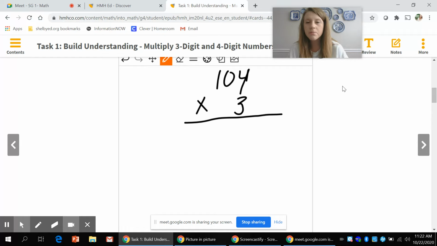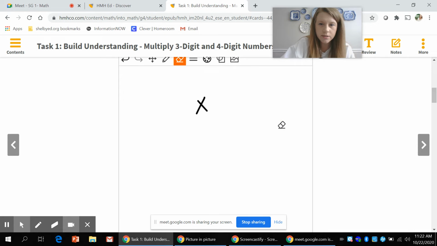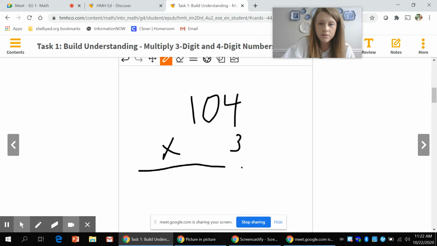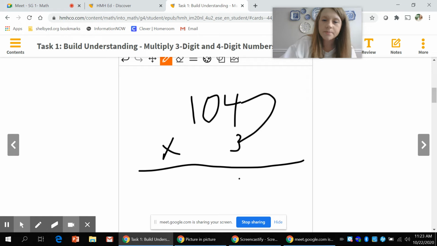So now we're going to multiply the stacked numbers. I did not leave myself any room, so I'm going to erase this for a second. Okay, now we're going to multiply our numbers. So we're going to distribute the 3 to the 1. So what's 3 times 4?